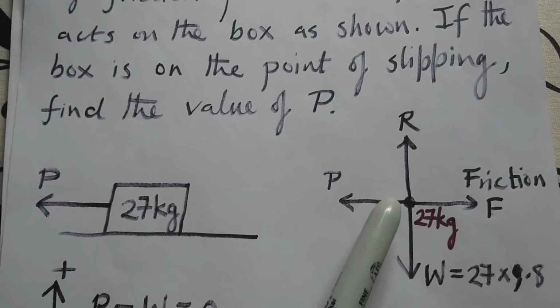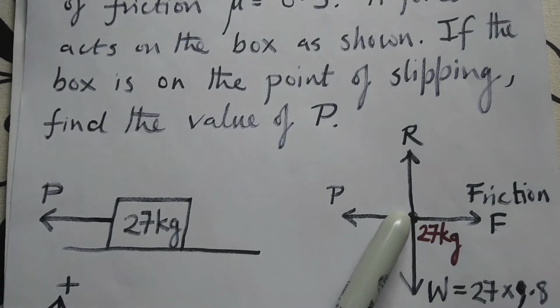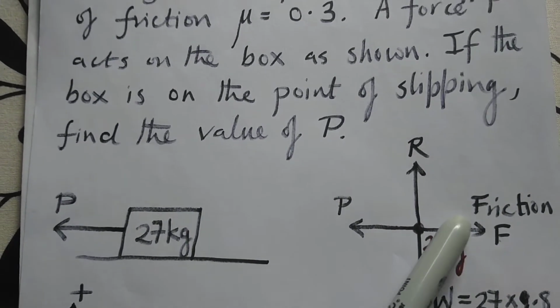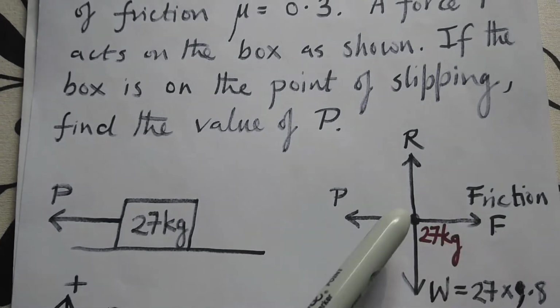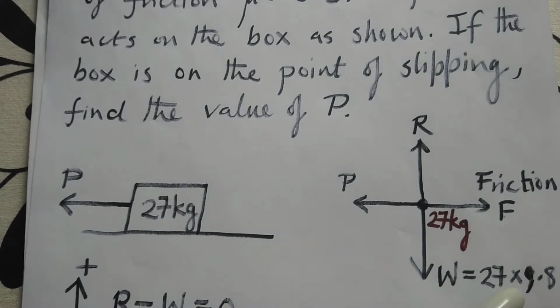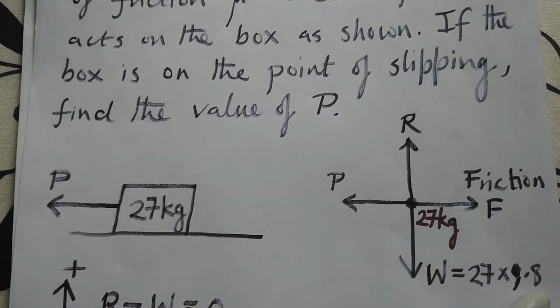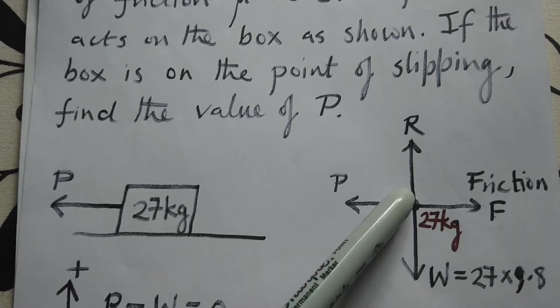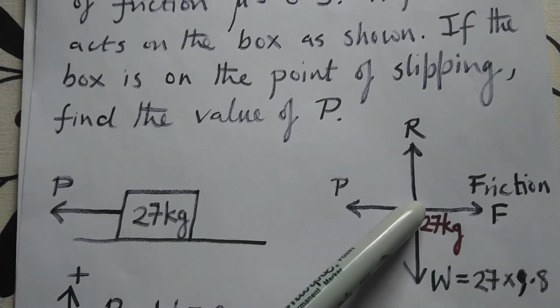So here's our free body force diagram. Horizontal force P, friction force F will oppose that. We also have the weight, which is 27 times 9.8, and we've got the normal contact force, or sometimes called the reaction force, R.